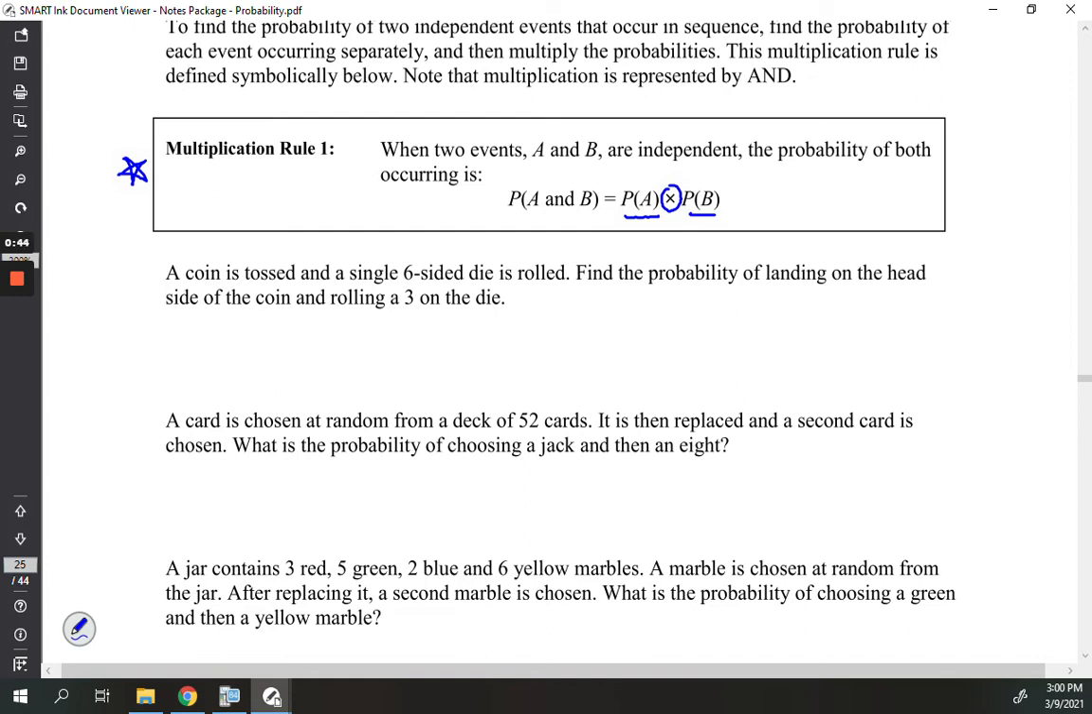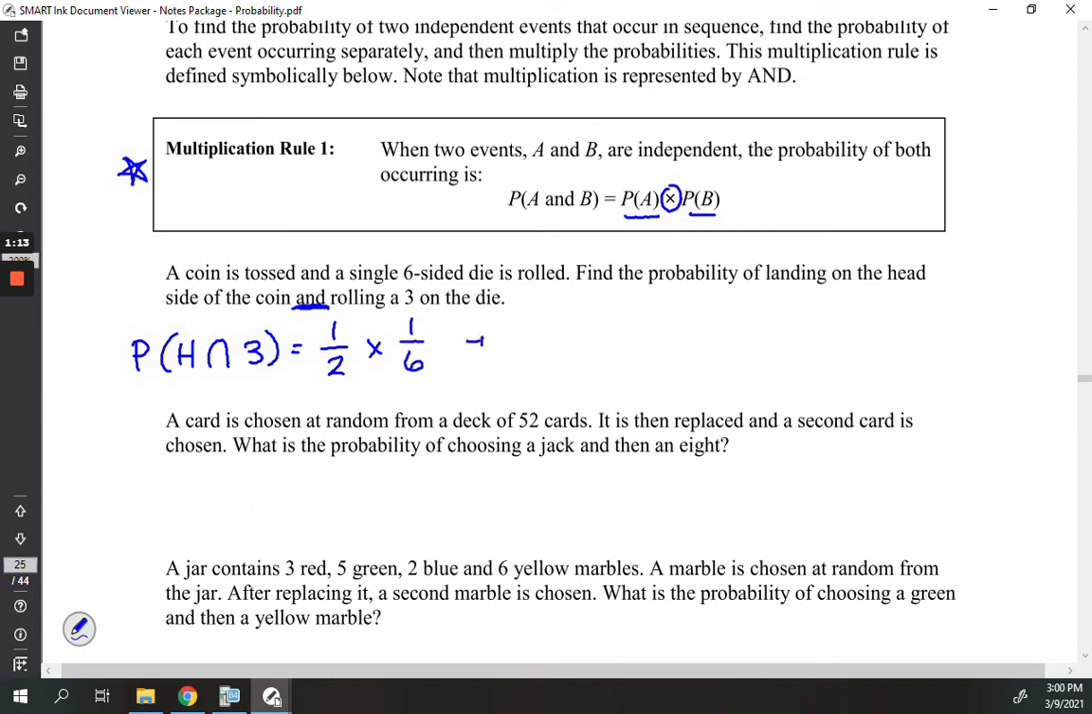A coin is tossed and a six-sided die is rolled. We want to find the probability of landing on the head side of the coin and rolling a 3 on the dice. So I'm looking for the probability of getting a head and getting a 3 on the dice. You're going to handle each probability separately. Probability of getting a head when you're tossing a coin is 1 out of 2. And means times. And then the probability of rolling a 3, that's one option out of 6 on your dice.